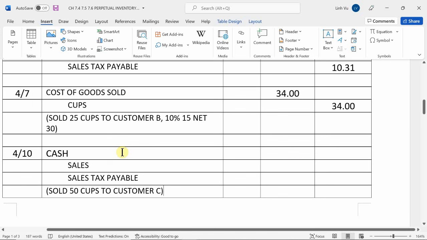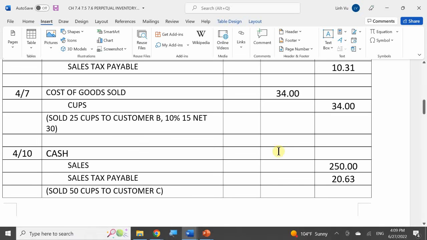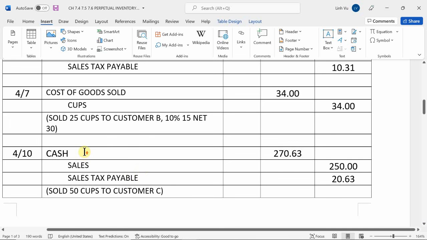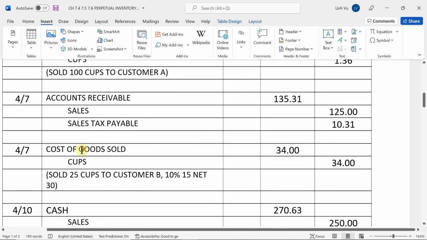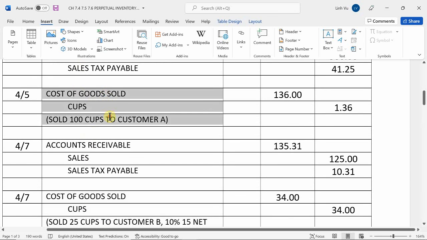No, because that should be a standard thing that should be in your business at all times. So you don't necessarily need to put the sales price here. So in this case, if I sold 50 cups at $5 each, what's my total sales? 250. What's my sales tax? 20.63. Good. So in this case, 270.63 is what you should have received from customer C. And last but not least, I also need to update my inventory because I sold some cups to customer C.